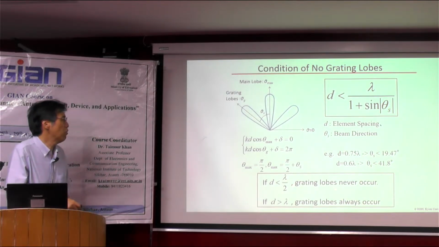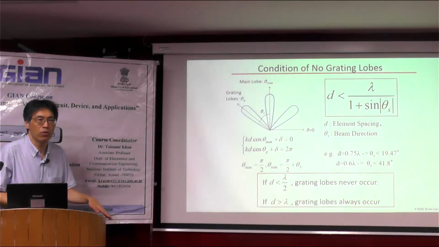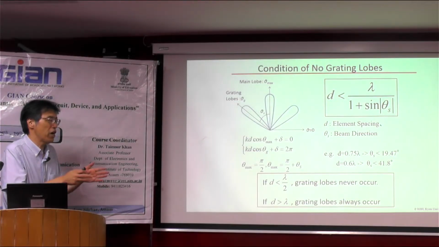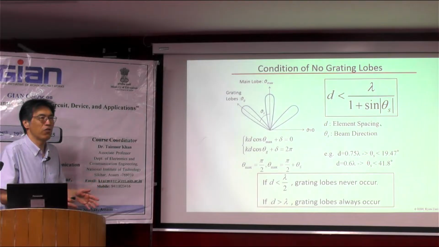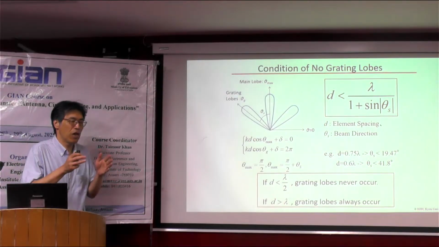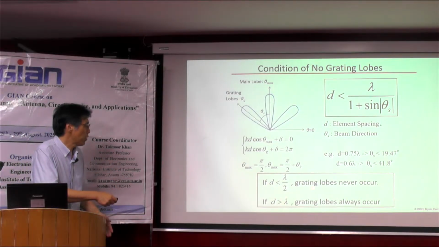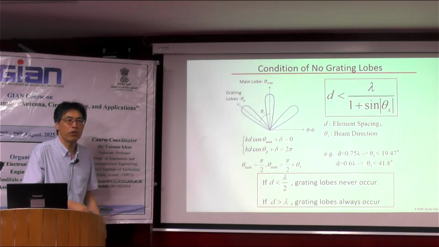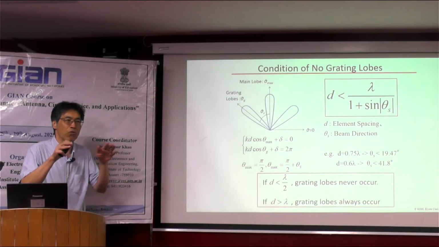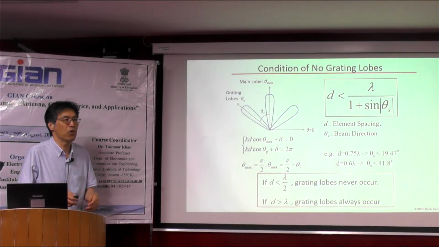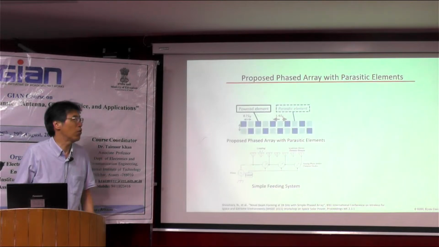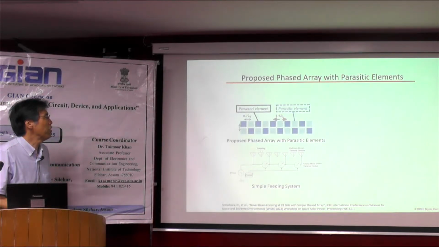So how do we suppress the grating lobe? Of course, short element spacing is better. There is no problem. But if we cannot put the antenna elements within one wavelength, we have to consider how to suppress a grating lobe. There are a lot of good research results in the world and in Kyoto University, but today I don't have enough time. So I would like to introduce one recent research result in Kyoto University.